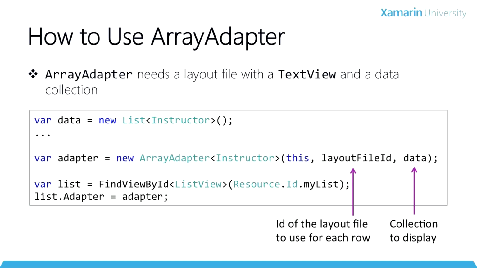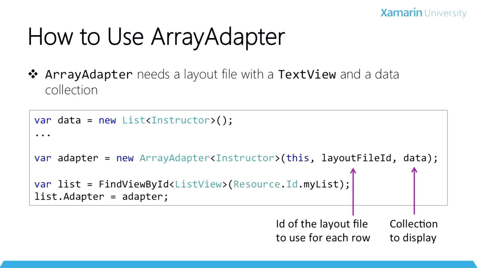The next parameter specifies the layout file ID. In our exercise, we're going to use one of the built-in layouts called Simple List Item 1. You could of course specify your own layout file here, but the thing to remember is that because we're using an array adapter, even if your layout has multiple text boxes, only one of them will actually be filled in with information. And the third parameter is the collection of data we want to display.